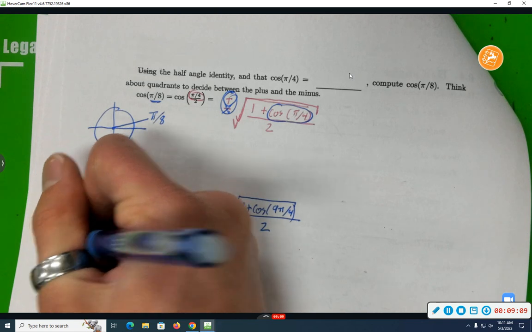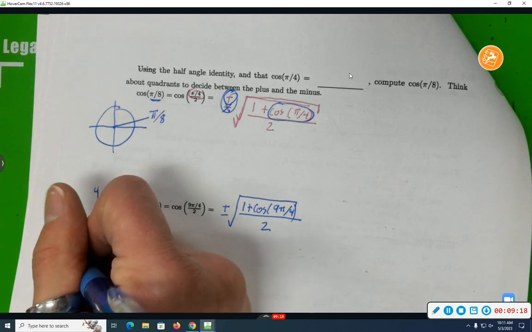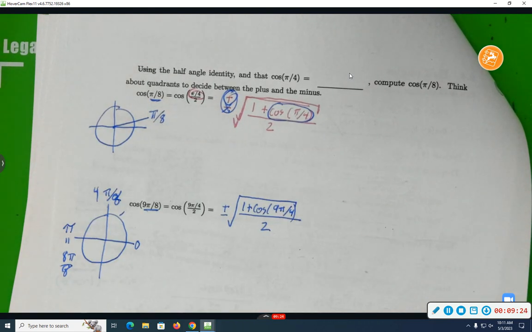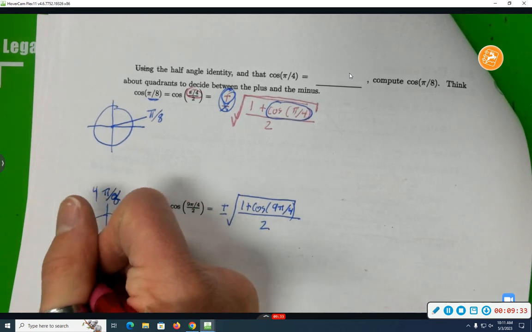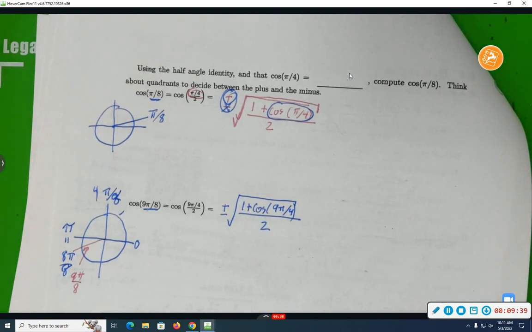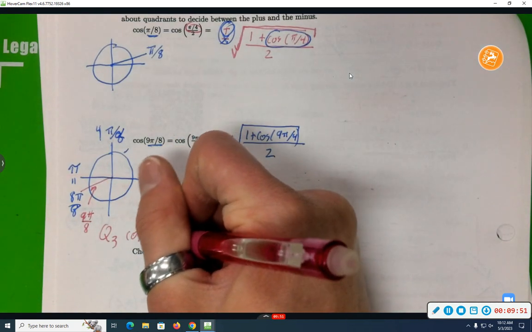There's an angle of pi. What would pi be if you wrote it with an 8 in the denominator? 8 pi over 8. Is 9 pi over 8 in between 4 pi over 8 and 8 pi over 8? No, but we're almost at 9 pi over 8. We just need to go a little bit farther. What quadrant is that in? Quadrant 3. Is cosine positive or negative? So that picture tells me that the cosine of 9 pi over 8 is negative.